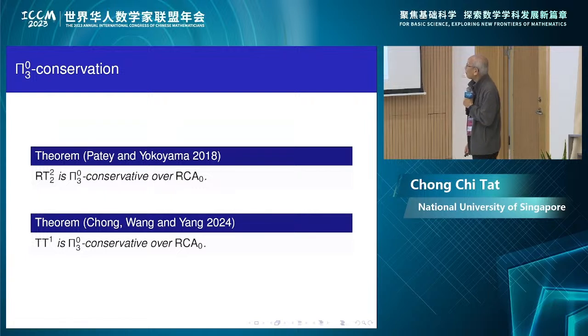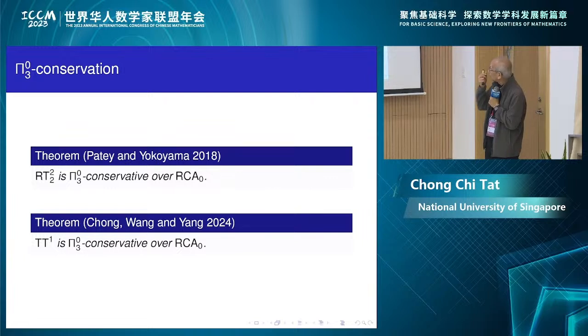Then in 2024 actually, Wang, Wei, Yang and myself showed that the same thing is true of the TT1 theorem. So again, the TT1 theorem seems to be a very close parallel of RT22 as far as proof theoretic strength is concerned. It does not prove new theorems of the form Pi03 over RCA0. Right.